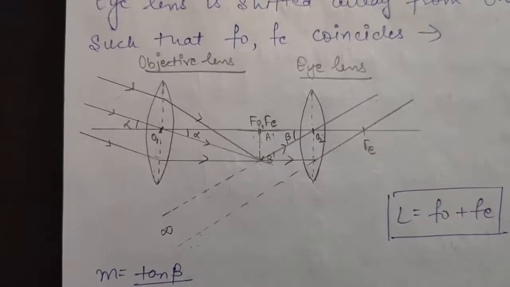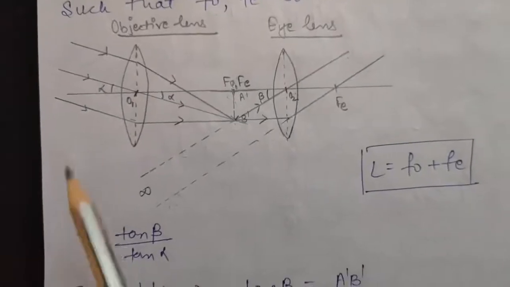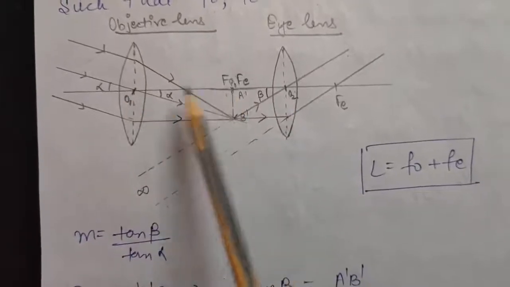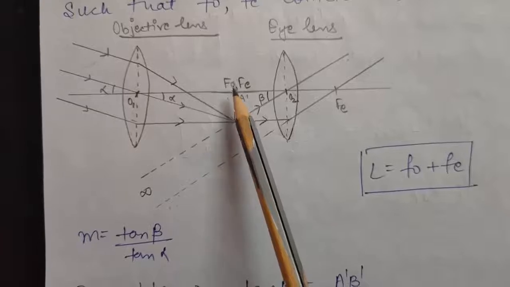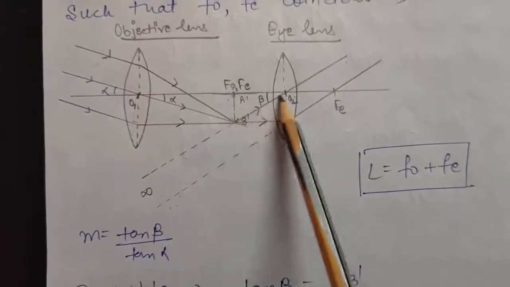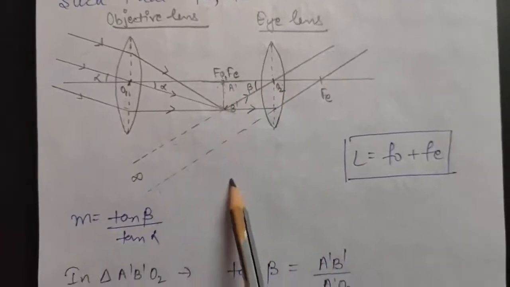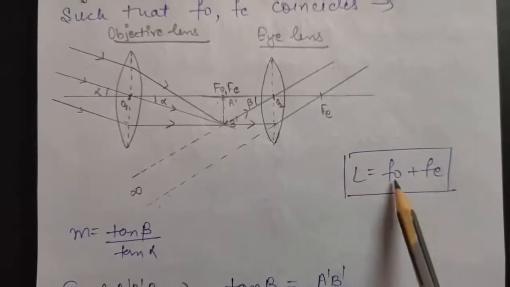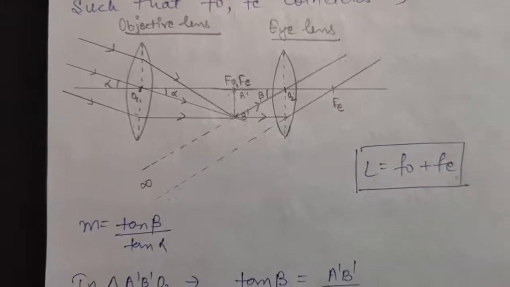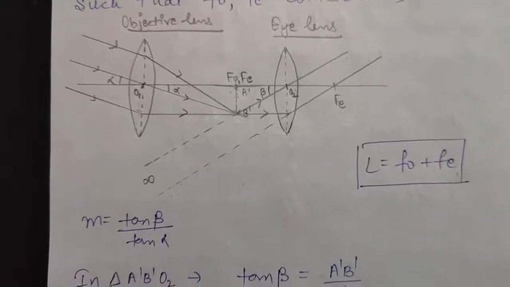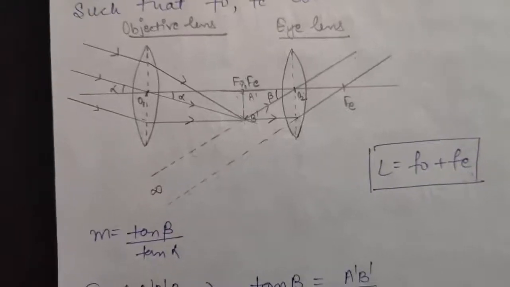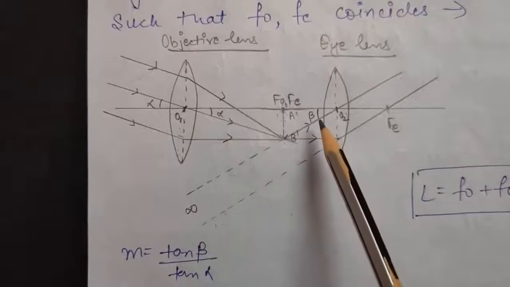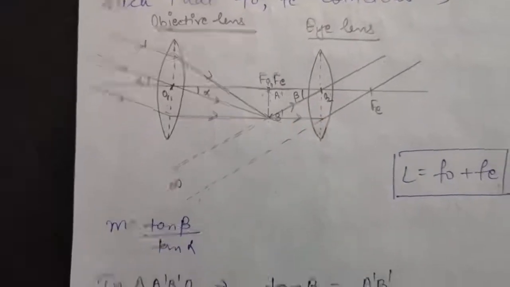Okay, so now in this case, if you want to calculate the distance O1 O2, see this is nothing but the focal length of the objective lens, and this is nothing but the focal length of the eye lens. So in this case, that is in normal adjustment, the length of the telescope tube is F0 plus FE, and in the first case it was V0 plus UE. Again this angle will be alpha, and this angle will be beta.